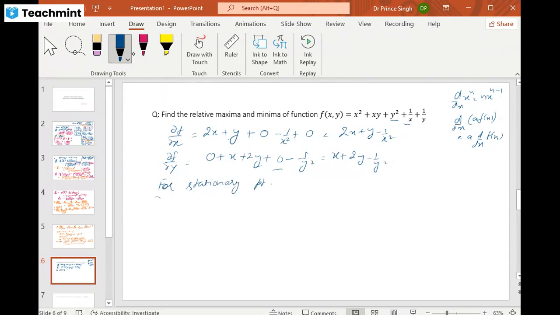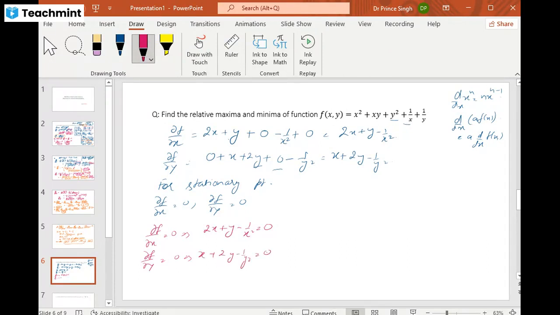Okay, so for the stationary point, for the extreme point, the condition is we put ∂f/∂x equal to 0 and ∂f/∂y equal to 0. So ∂f/∂x equal to 0 implies 2x + y − 1/x² = 0, and ∂f/∂y equal to 0 means x + 2y − 1/y² = 0. This is number one, this is number two.